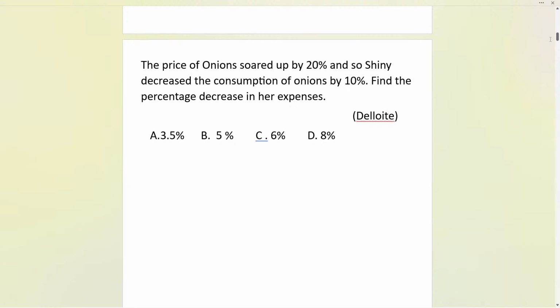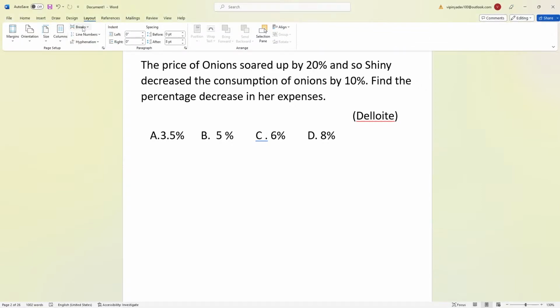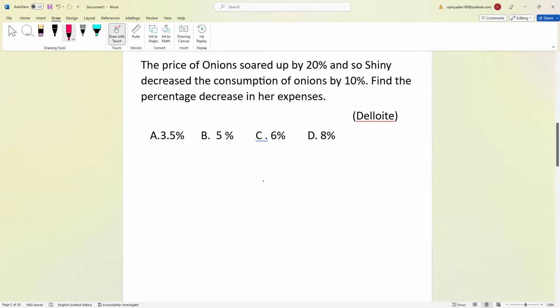Now let me tell you about this question. The question says that the price of onions soared up by 20%. So Shiny decreases the consumption of onion by 10%. Find the percentage decrease in her expenses. That is what we need to find. So let us solve it.